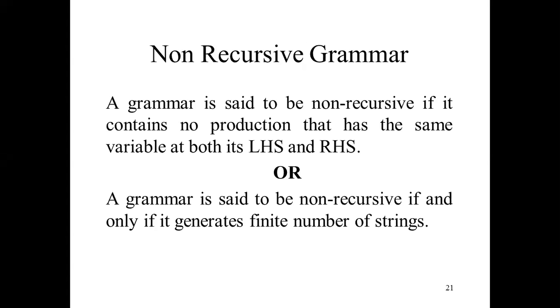Now another type is called the non-recursive grammar. What is non-recursive? It means no repetition. A grammar is said to be non-recursive if it contains no recursive production. In this case, there is no such production. In the preceding case, there was at least one production, meaning a production that has the same variable at both its left hand side and right hand side. A grammar is said to be non-recursive if and only if it generates a finite number of strings.